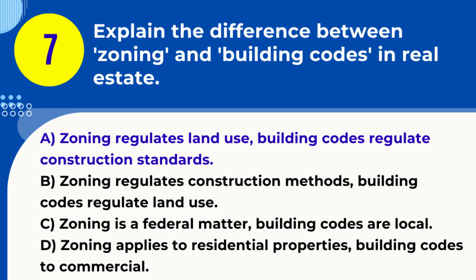Answer: A. Zoning regulates land use. Building codes regulate construction standards. Explanation: zoning laws dictate how properties in certain areas can be used, residential, commercial, etc., while building codes set standards for the construction and safety of the buildings.